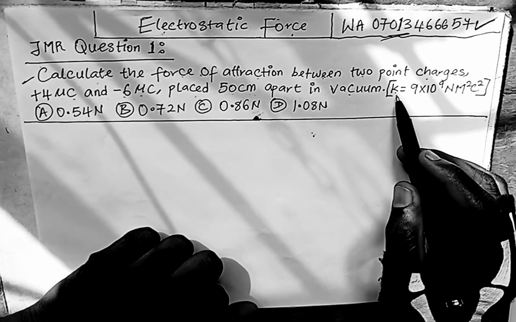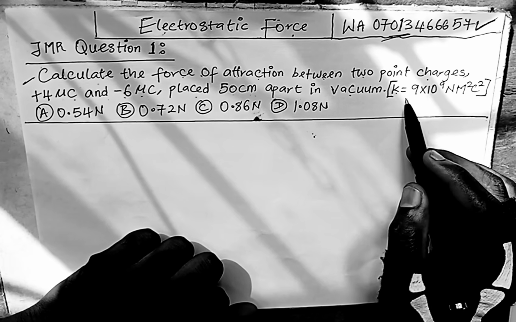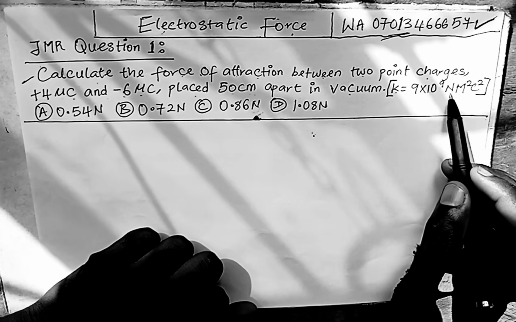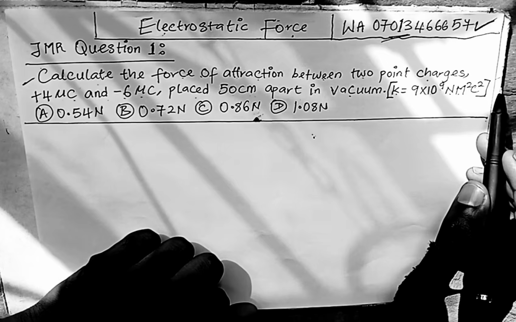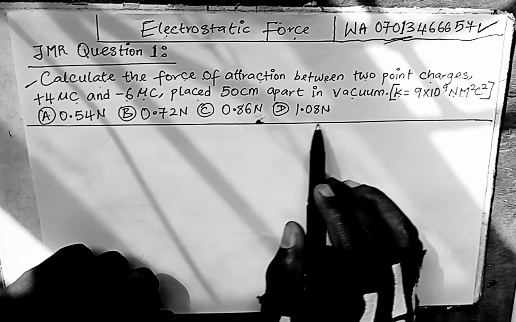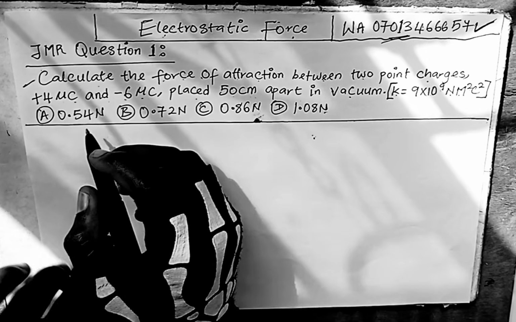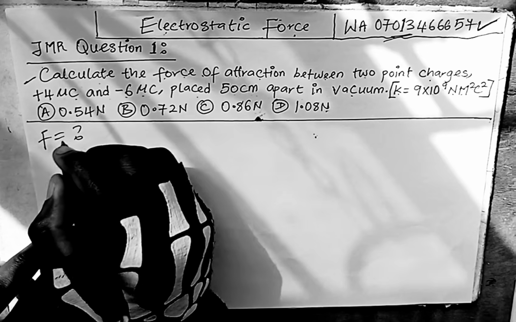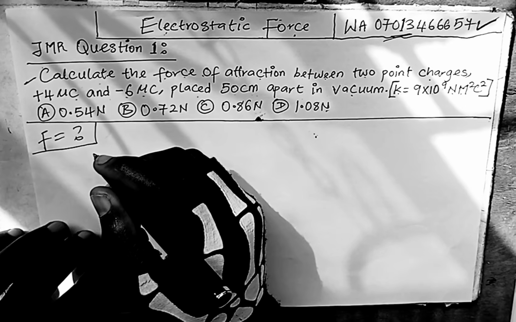The constant K, or Coulomb constant to be more specific, is equal to 9 times 10 raised to the power 9 Newton meter square per coulomb square. All options are represented in what? Newton. They told us to calculate the force of attraction. Force equals question mark. So we have to solve very fast.